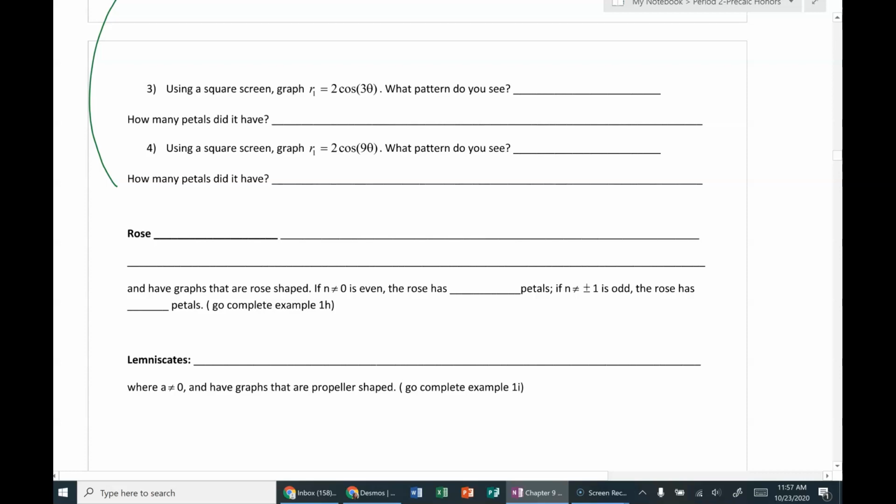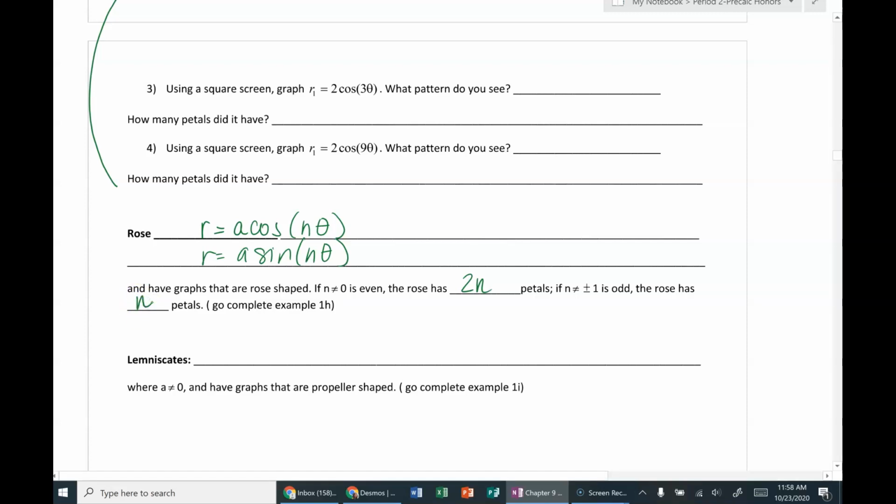Okay, so it says here, roses, what are the equations? We get r equals a times cos of n theta, and r equals a times sine of n theta, okay? And have graphs that are rose shape. If n is never 0 and it's even, the rose has 2n petals, okay? If n is neither positive or negative 1 and it's odd, the rose has just n petals.